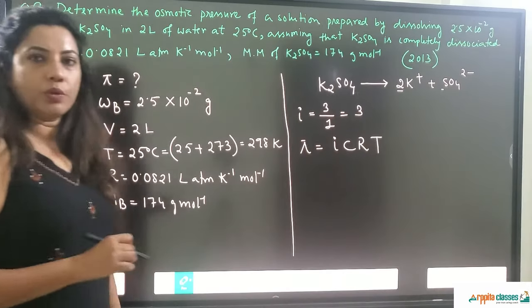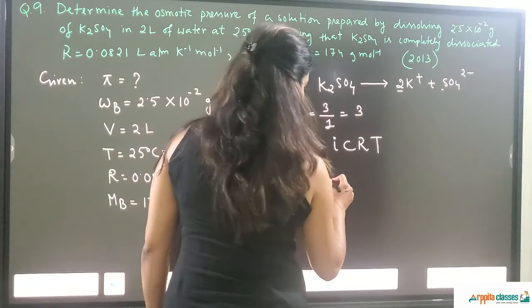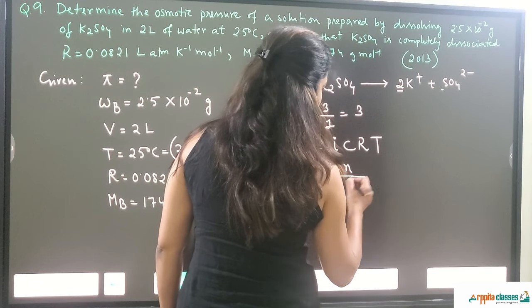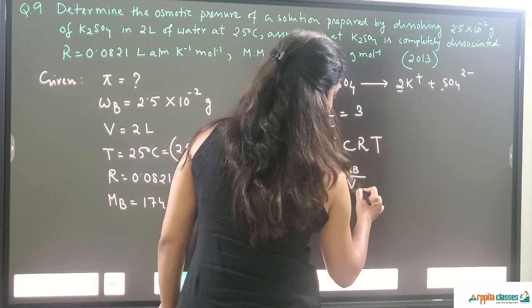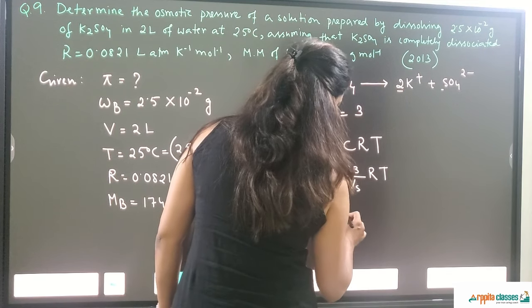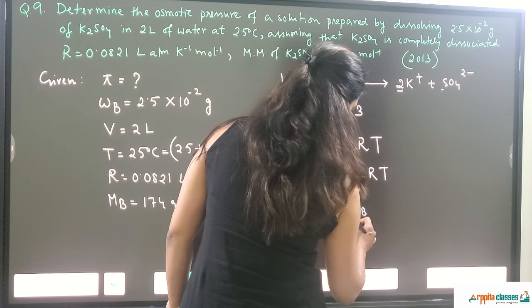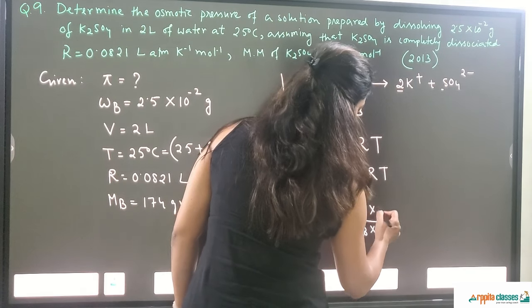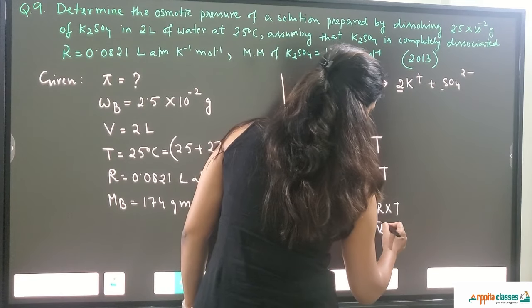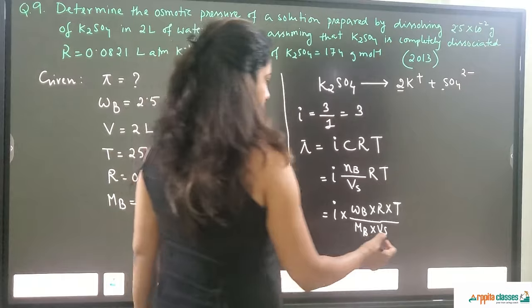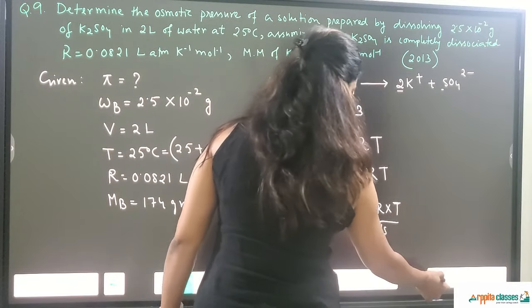So here pi is equal to I into CRT. This formula we are going to use, where C is equal to concentration, and concentration is equal to number of moles divided by volume of solution. So it is NB by Vs into RT. Now NB can be written as WB by MB into Vs into R into T. So we have all the values. Now we will just put the values here. I'll do it in the next page.